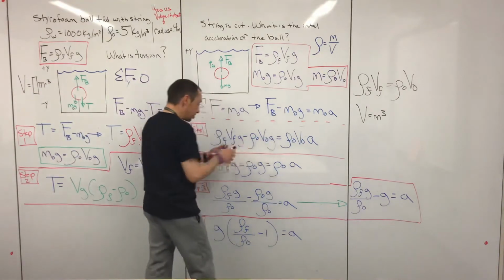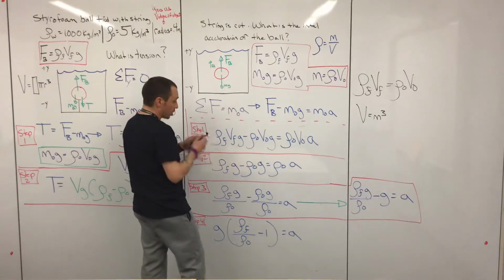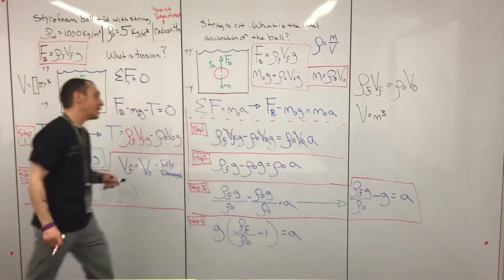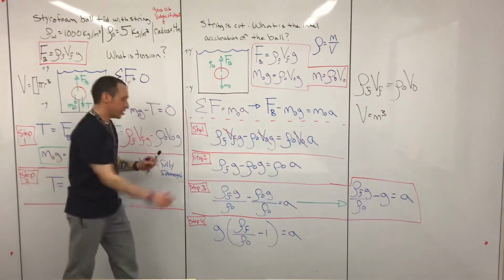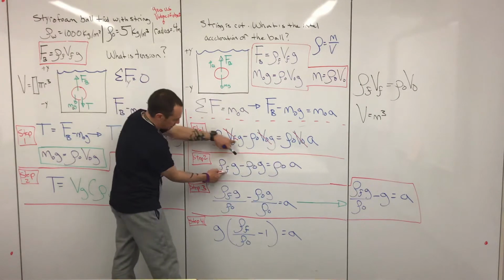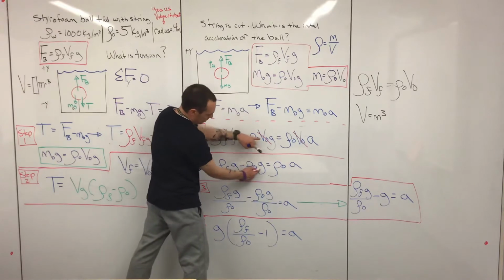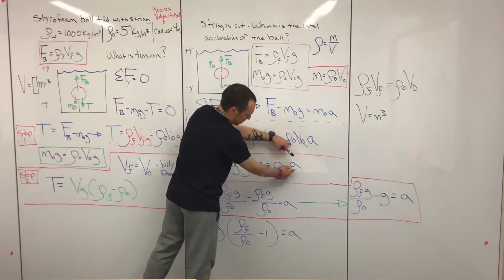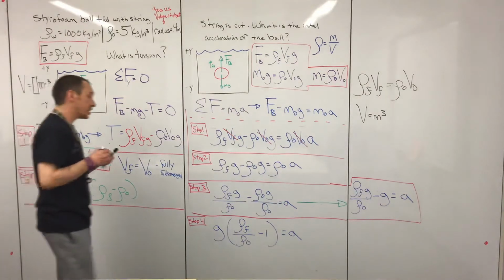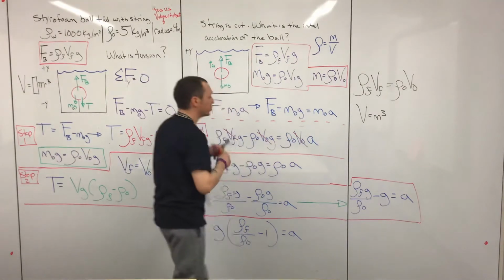So since these volumes are the same, what are we going to do? We're going to go through and cancel these volumes out, okay? And we'll be left with this equation here, right? This is the same equation as this without the volume. So we got the density of the fluid times gravity, density of the object times gravity, density of the object times acceleration, okay?